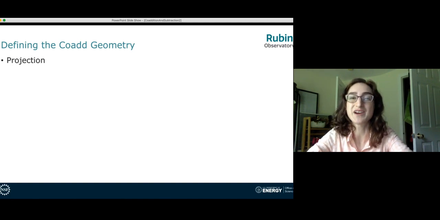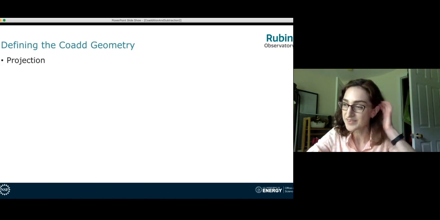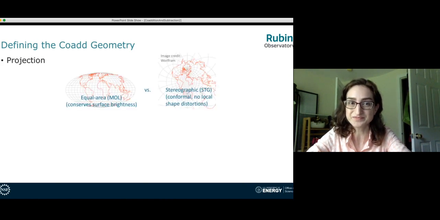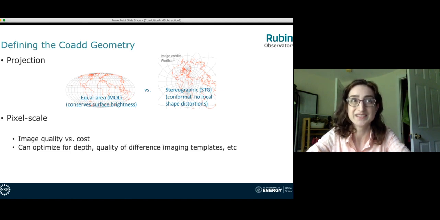In a little bit more detail, there are choices for each of these steps. The first step is defining your output coadd geometry. You have to decide what projection or what WCS your output coadd is going to have. There's a couple different choices. You can use stereographic projections that have no local shape distortions. You can use equal area projections that conserve surface brightness, which are both good for different things.